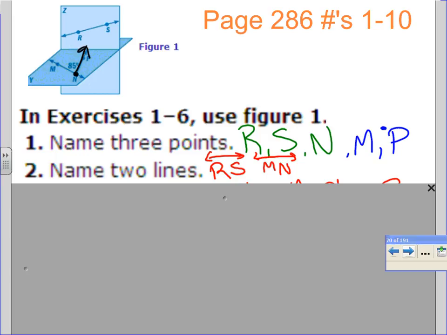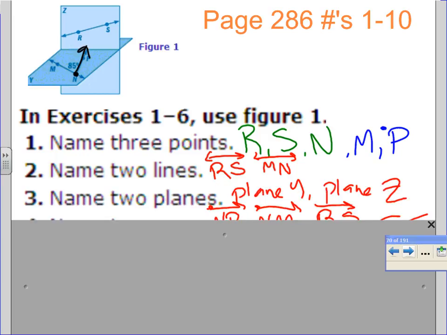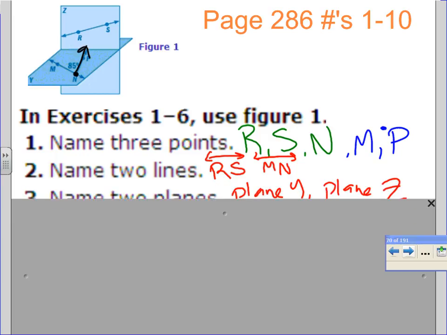Okay, number 3. Name 2 planes. Charles, 2 planes. Awesome. Plane MNP is a plane. What else could you name plane MNP? Matt? Awesome. Could also name it plane Y. So I think I just wrote up here, yeah. I wrote plane Y and plane Z, but again, you may also have MNP because it's 3 points not on the same line.